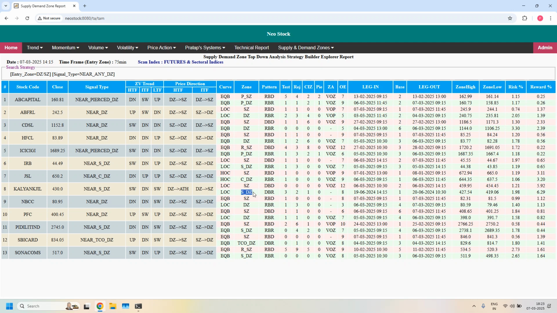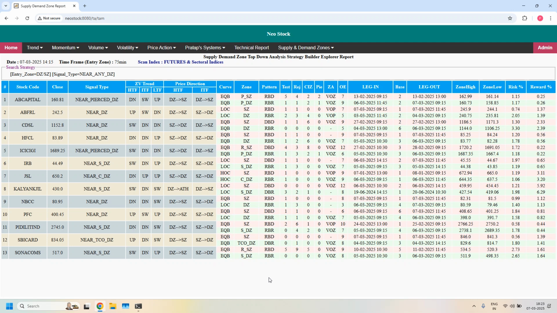Kalyani Jewellers are having high liquidity daily demand zone. 75 minutes demand zone. Next, Pidilite Industries is having a high liquidity 75 minutes demand zone. And Sonacoms is having a high liquidity 75 minutes demand zone. We have identified 5 stocks from this list having high liquidity 75 minutes demand zones.